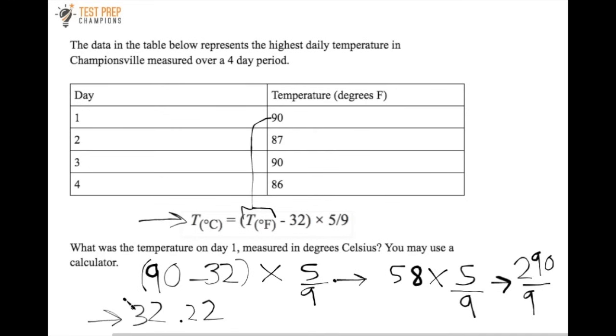Again, I don't really care. This isn't the math section, so I'm not super picky about how you rounded it. As long as you got this 32.22, maybe you rounded it and did 32.20, whatever. As long as you got something really close to this, then you did it the right way. Now let me show you the faster way to do it, though.